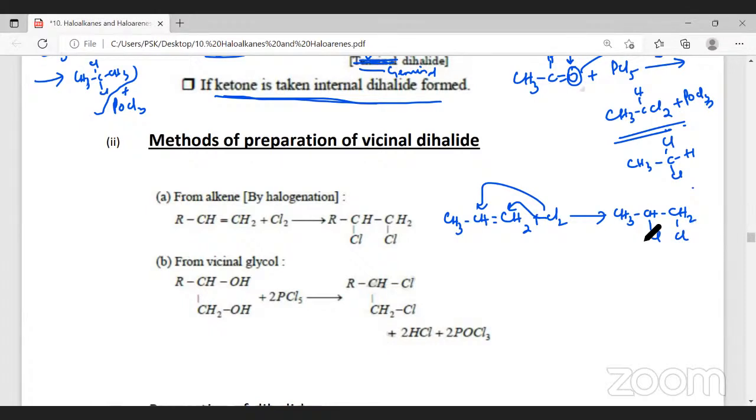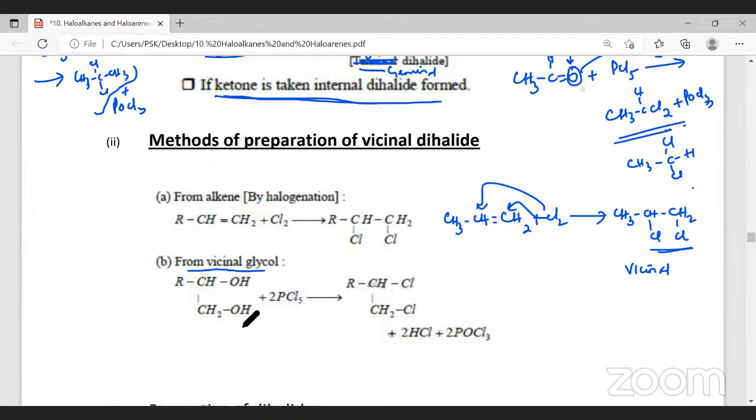CH2 and Cl. So here the halogens are present on neighboring carbon atoms, therefore it is an example of a vicinal dihalide. Now again, it is from vicinal glycol. Ethylene glycol you can take as an example. Here they've taken a higher glycol, with an R instead of H.